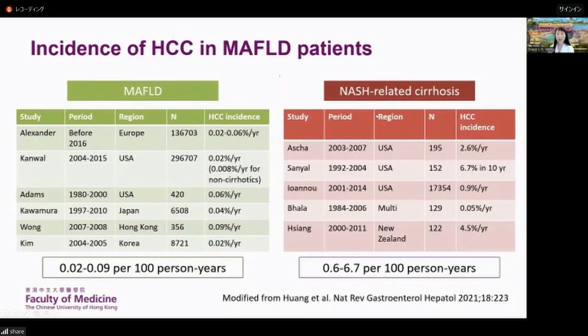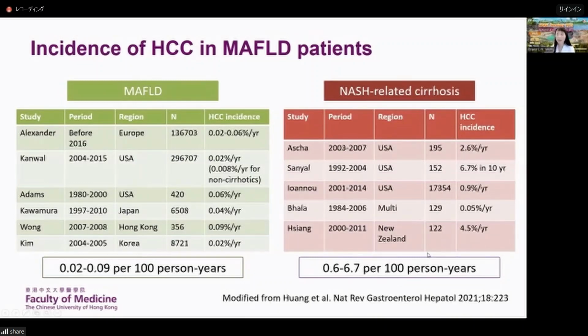And we look into more details based on different studies. Some focus on MAFLD, some are more focused on NASH-related cirrhosis. In fact, the incidence rate will vary from roughly 0.02 to 0.9 per 100 person-years in MAFLD cases, because quite many of these patients have simple steatosis or only mild fibrosis. But if we focus on disease with more advanced problems like NASH-related cirrhosis, the incidence can be as high as 6.7 per 100 person-years.